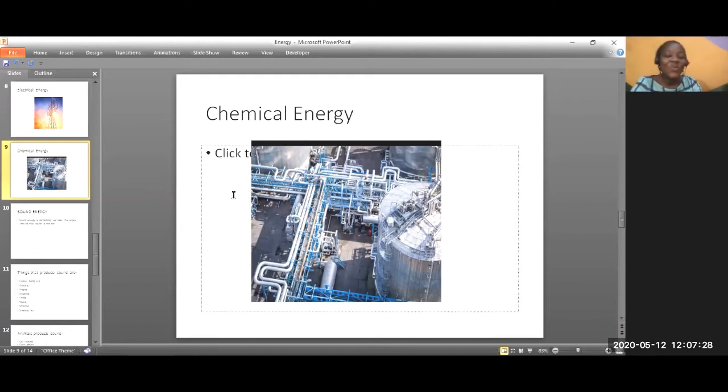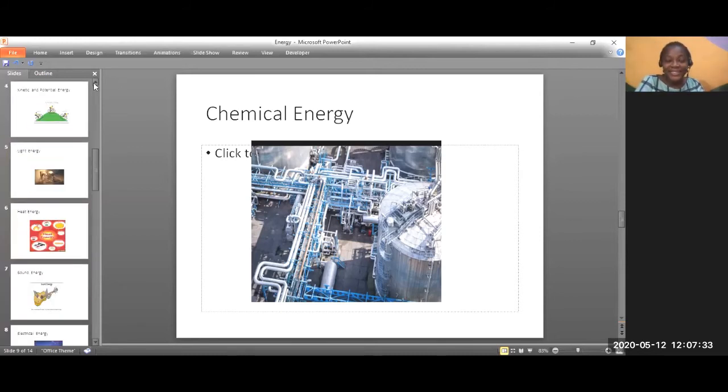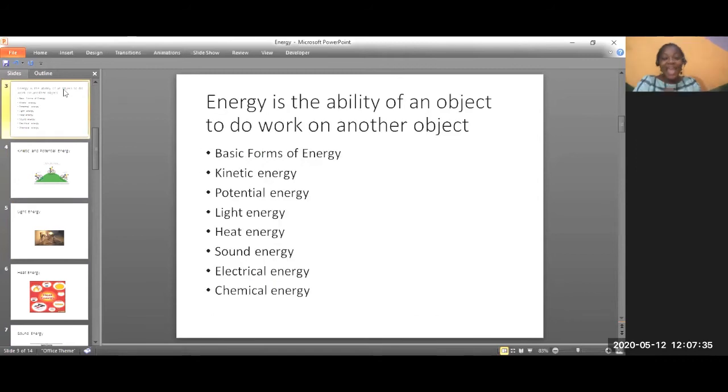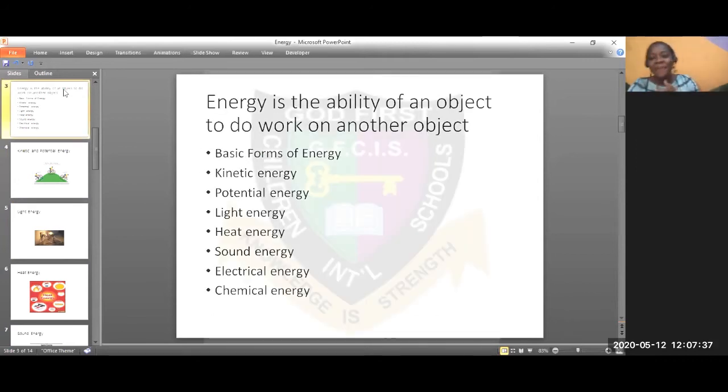Now, let's go back to the beginning again. What is energy? Energy is the ability of an object to do work on another object. And we have different forms of energy. What are these different forms of energy? We have kinetic energy, the energy that when you put it into use, it will be moving like this. Vroom, vroom, vroom.